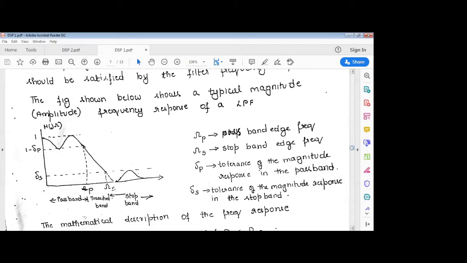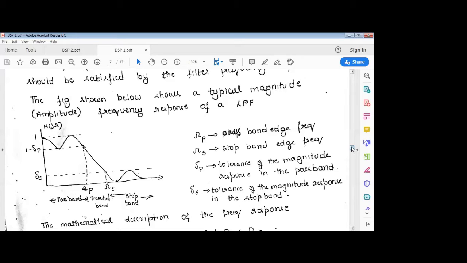In the x-axis we mark omega, and in the y-axis it is |H(j omega)|. In the x-axis we can see the parameters omega p and omega s, that is, the passband edge frequency and the stop band edge frequency. From 0 to omega p we call it the passband. From omega p to omega s is the transition band. Then from omega s it is the stop band.